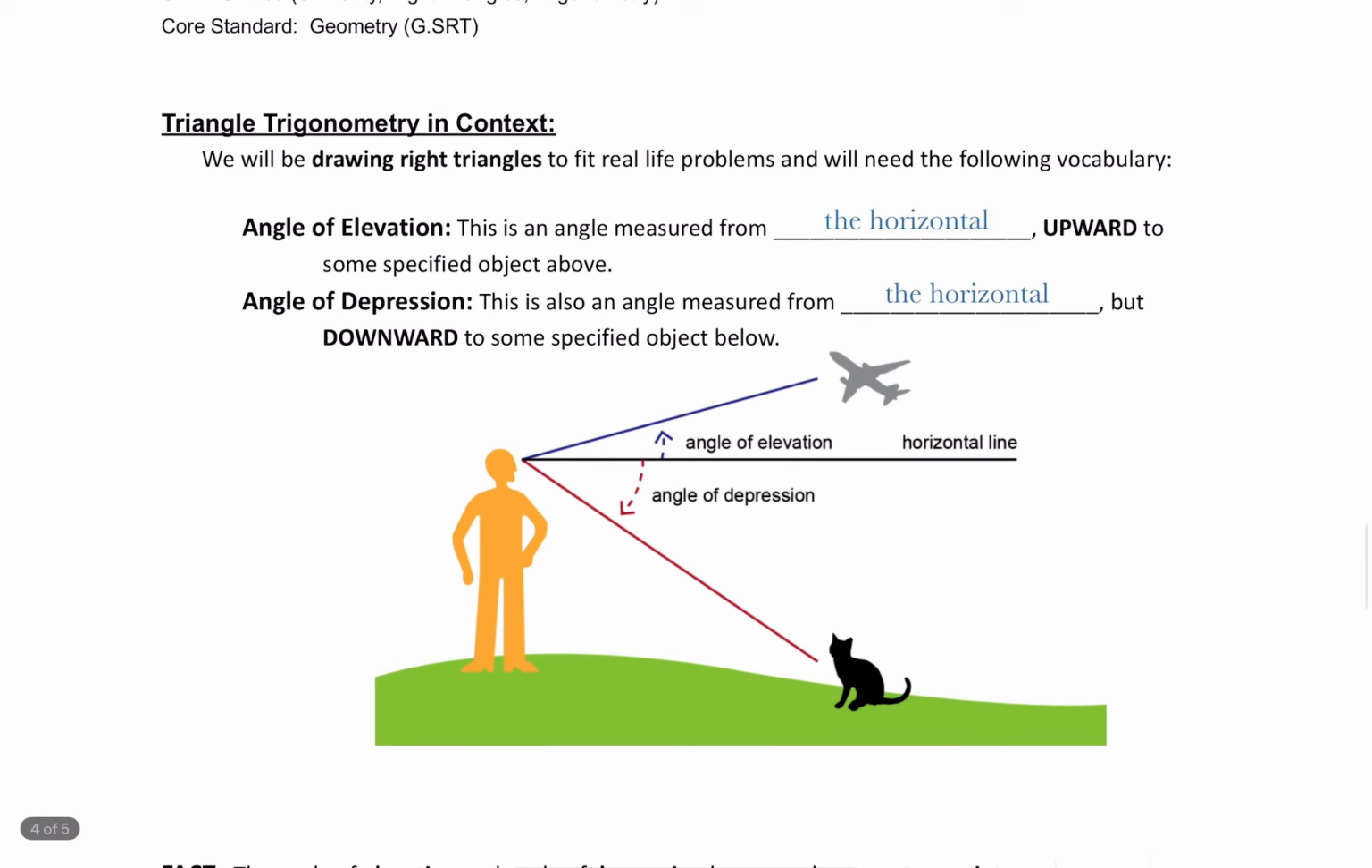Okay, so looking at this picture, I'm going to start at this horizontal line every time I'm talking about an angle of elevation or depression. And if I'm talking about an angle of elevation, I go up towards this airplane. If I'm talking about an angle of depression, I go down towards the cat here. Okay, so that's an angle of elevation and an angle of depression. We start at the horizontal and go up or down.